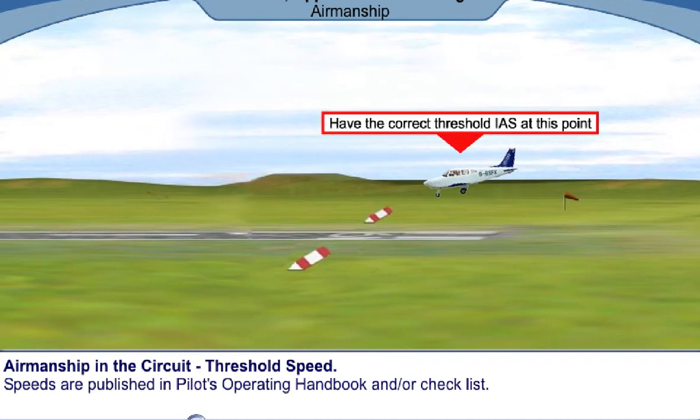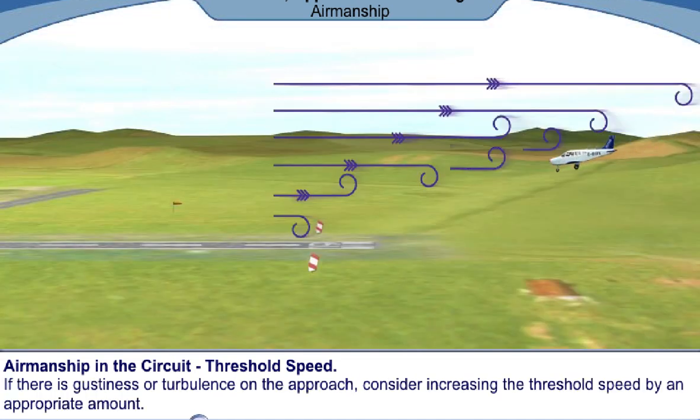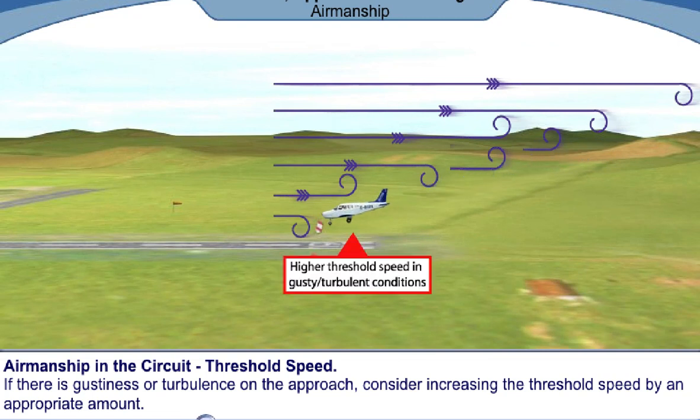The threshold speeds for each different type of approach will be found in the pilot's operating handbook, or in the flight checklist. You must learn these speeds. If there is gustiness or turbulence on the approach, consider increasing the threshold speed by an appropriate amount. In some conditions it may be prudent to use no flap. Your instructor will explain to you how to decide on the appropriate threshold speed and aircraft configuration.